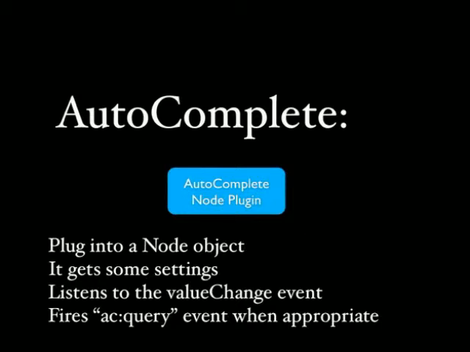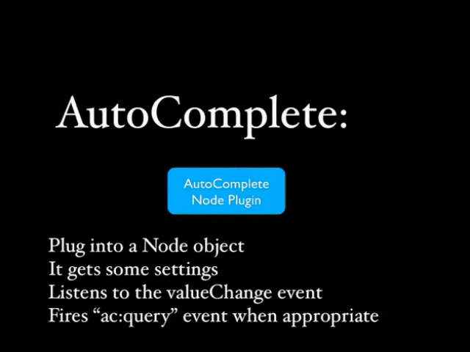So AutoComplete is the node plugin itself. When you plug it into a node, you can give it a handful of settings. We need to be able to configure where my data is coming from, how many characters there should be before I start searching, whether we want to do local caching and filtration, and so on. It's not any rocket surgery, but you've got to pass in some settings so it knows how to work.